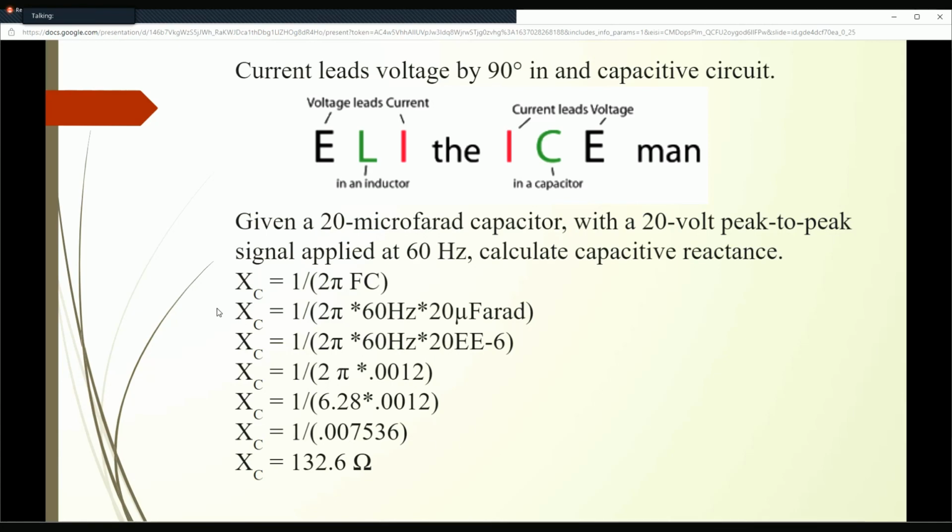Okay, I think. Now when you talk about inside this parentheses, this multiplication, does it matter if we multiply 60 hertz times 20 microfarads or if we multiply 2 pi times 60 hertz first? It doesn't matter. As long as we start here and work inside this parentheses, solving this multiplication, it'll all work out the same since we're multiplying all those together. Does that answer your question?